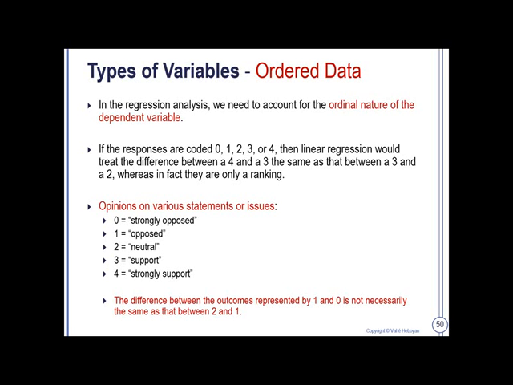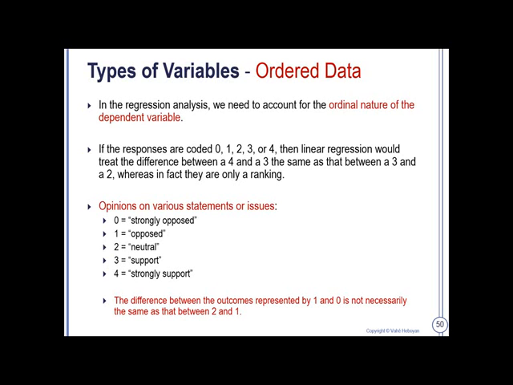If the responses, for example, are coded as 0, 1, 2, 3, and 4, then when we use a linear regression, as we'll see as we move into linear regression, it will treat the difference between 4 and 3 the same as the difference between 3 and 2. Again, the difference between 4 and 3 is 1, and the difference between 3 and 2 is 1 as well.